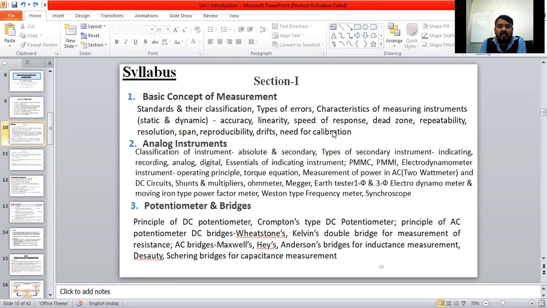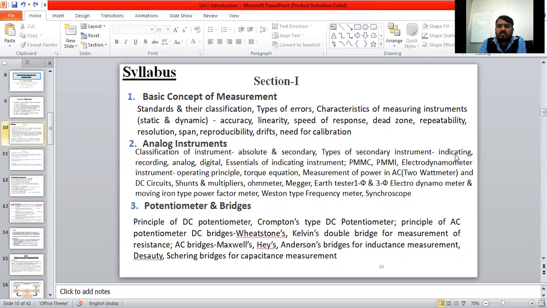Next, again, we will take the analog instruments. They are classified into absolute and secondary. Then secondary is classified again into 3-4 types. Like that, we have to take the classification of instruments. In that, absolute and secondary. In the secondary, we are going to consider again the types of secondary instruments. These are classified into 3-4 types: indicating, recording, analog, digital.